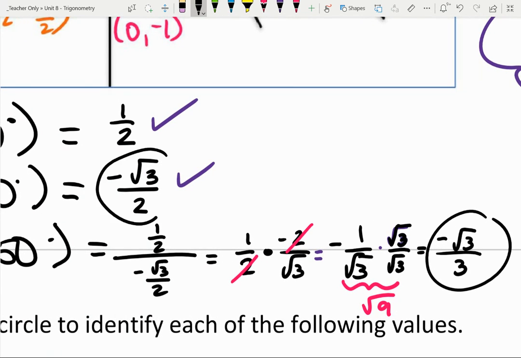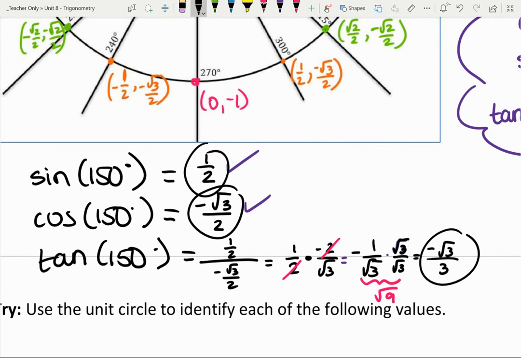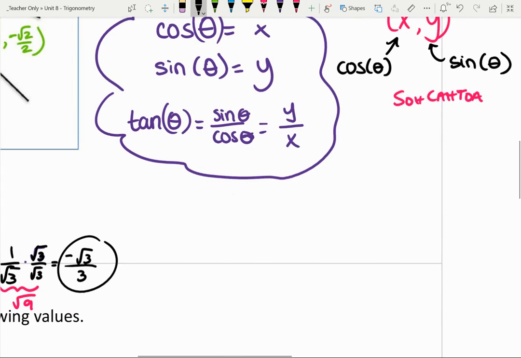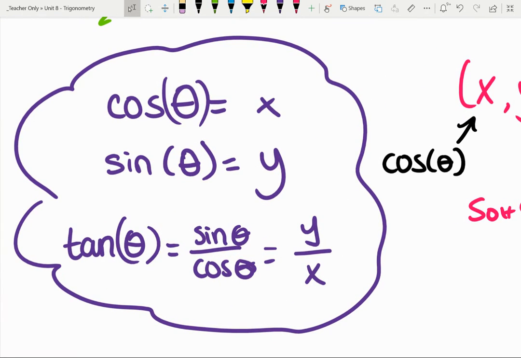So we're involving two short processes here. The first is identifying those relationships between the unit circle and the trig values. And then the second is a little bit of that manipulation and rewriting our radicals.